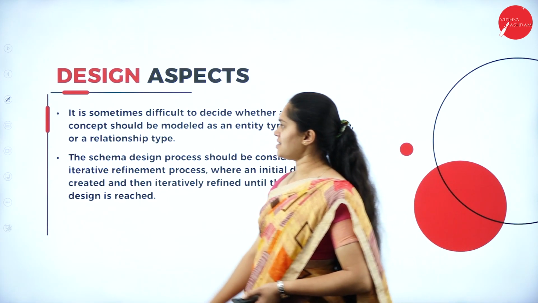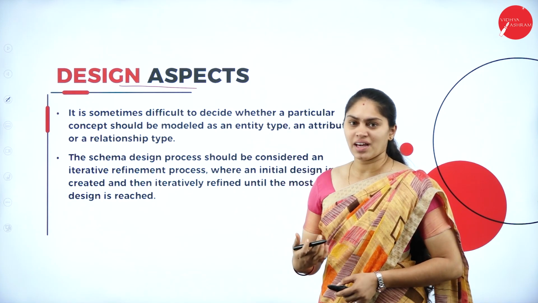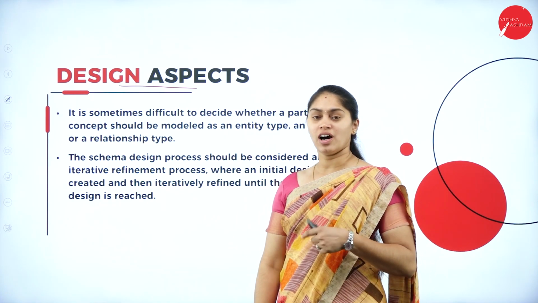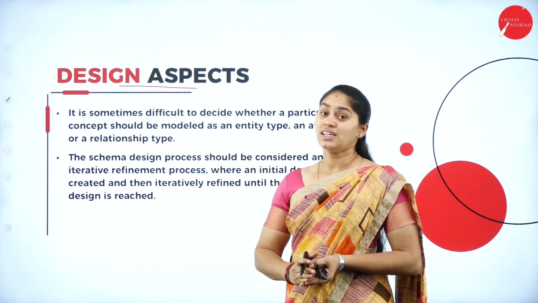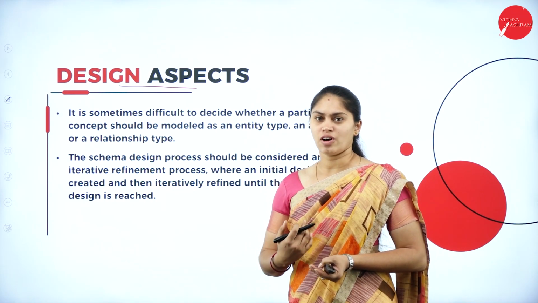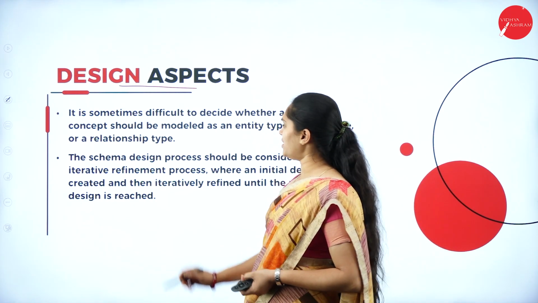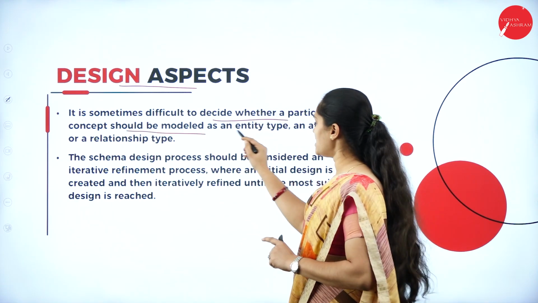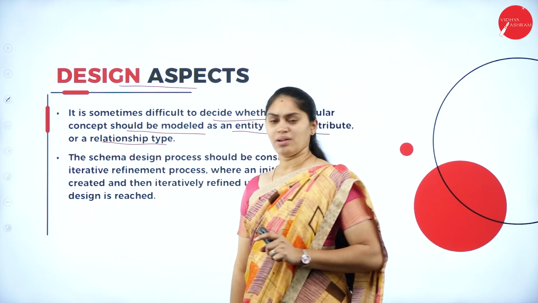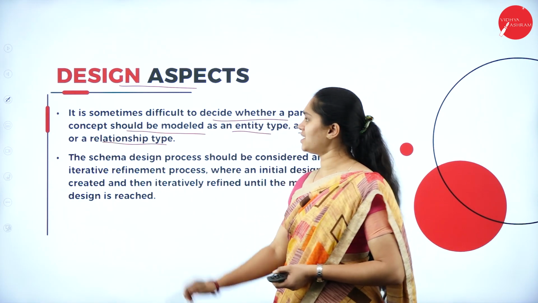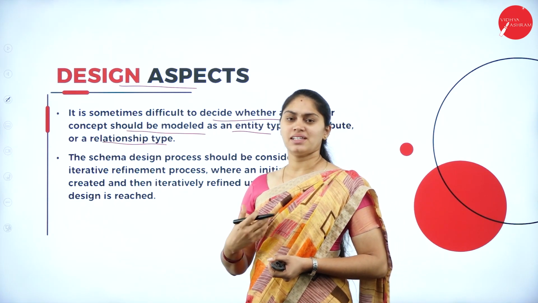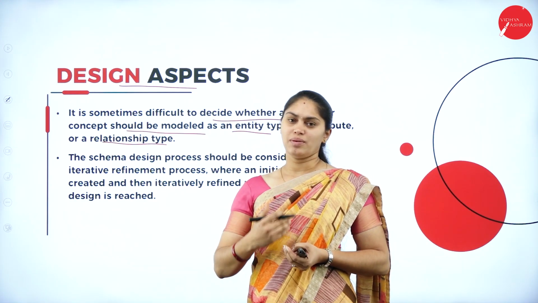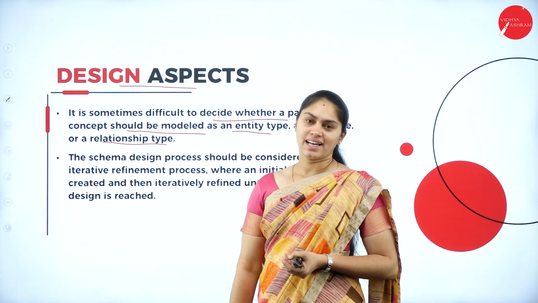We'll see the next one, that is regarding design aspects. Whenever we are having this ER diagram, it is mainly meant for what? Schema, not for the instance or a snapshot. So it is difficult to decide whether a particular concept should be modeled as an attribute, as an entity type or as a relationship type. Whenever we are doing this ER diagram, it is difficult to segregate whether it needs to be an attribute, an entity or a relationship type.